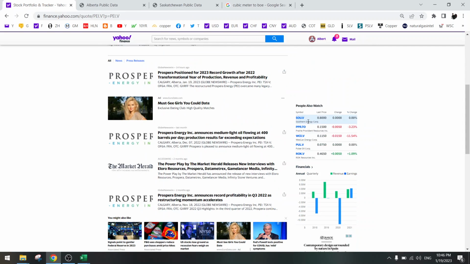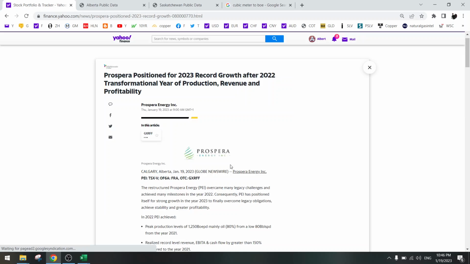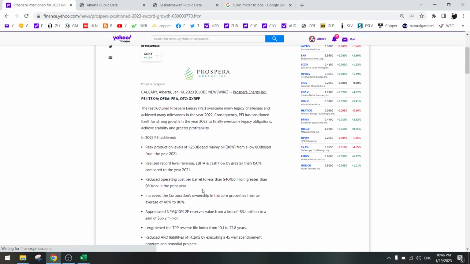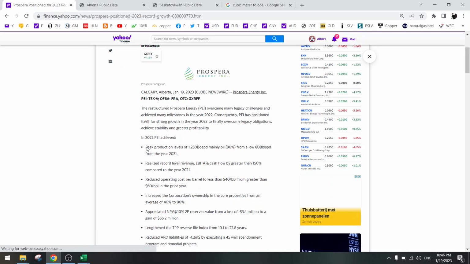Okay. And today we got good news as well on Prospera. They said that they had peak production levels of 1,250 barrels. So that's higher than the 720, about 80% higher. So in the third quarter, they had only 700, and now it's 80% higher. So that's very good news. They are increasing their production.